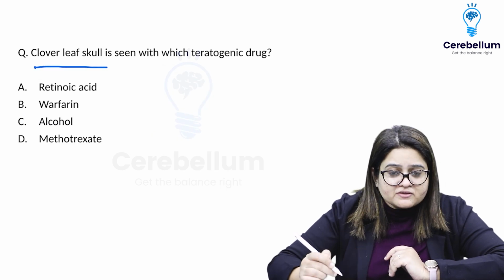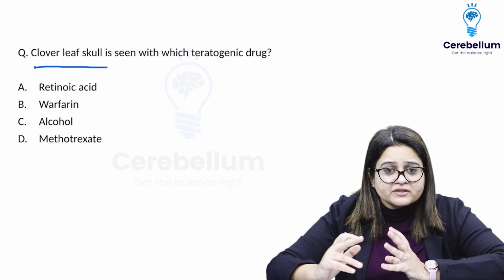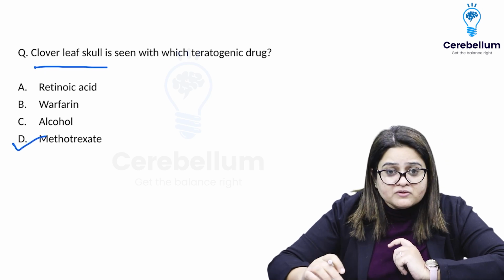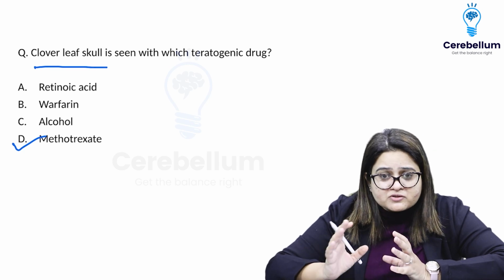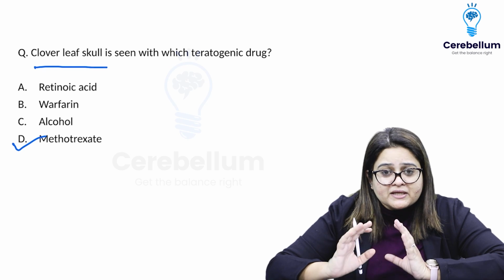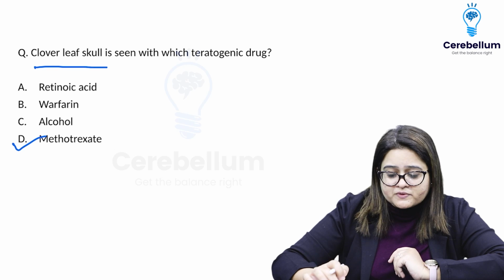Clover leaf skull is seen with which teratogenic drug? We know clover leaf skull is basically craniosynostosis, and this is seen typically with methotrexate. So you will get many such questions. You'll find many such questions in your previous year papers. Go through them, go through our MCQs, go through the table, and this is a very, very high yield area. You can't afford to go wrong with this.